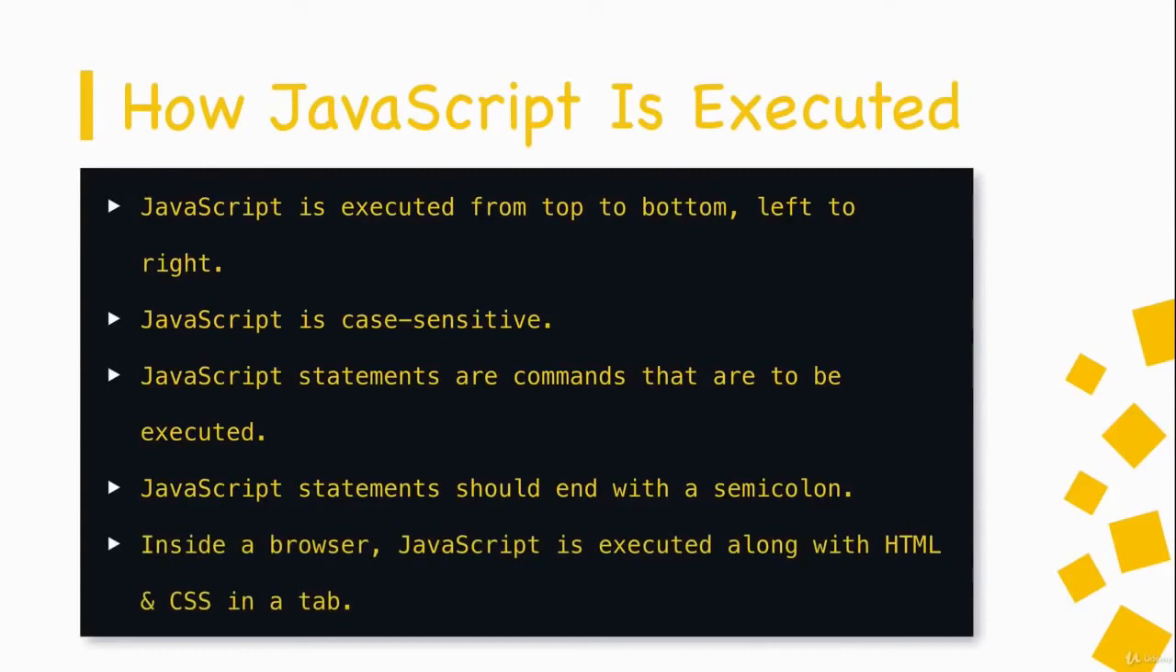And inside a browser, when JavaScript is executed, it is actually executed along with HTML and CSS in an execution environment called a browser tab. So when you open up a web page, you usually do that in a tab inside the browser. And this browser tab is the execution environment for the JavaScript code. And this is where the JavaScript code is actually executed.